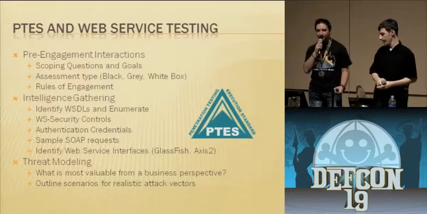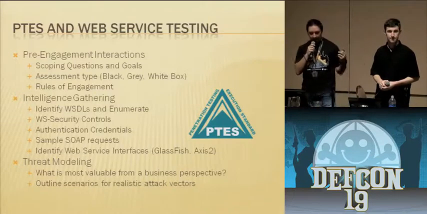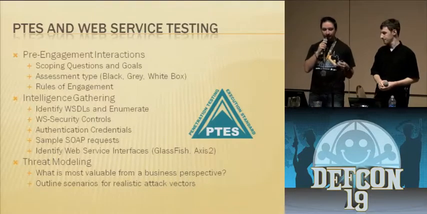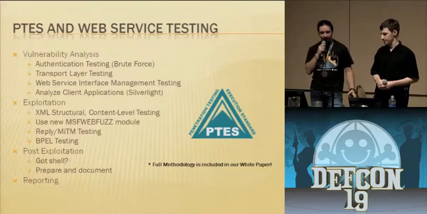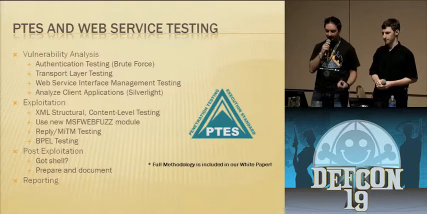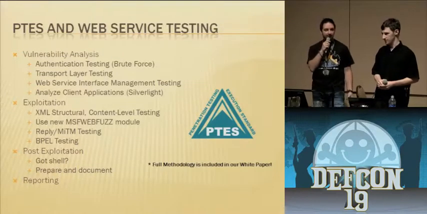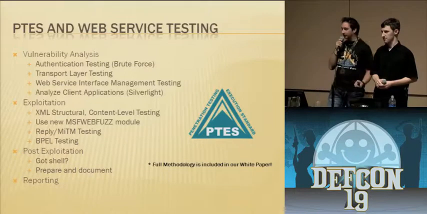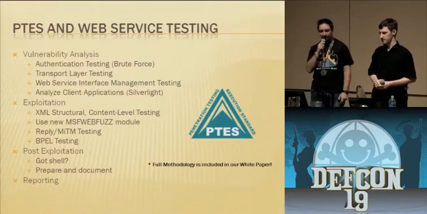And when you're doing your pen test, you want to outline a realistic attack vector. So a web service that's only used internally versus one that's accessible on the public internet is going to have a completely different threat model, and you need to define that ahead of time. Next up, we got vulnerability analysis. So this is where we're going to actually do our testing. We're going to do the authentication testing, transport layer, web service interface management testing, and analyze client-side applications, which we'll talk about in a little bit, like Microsoft Silverlight, that interface with web services.